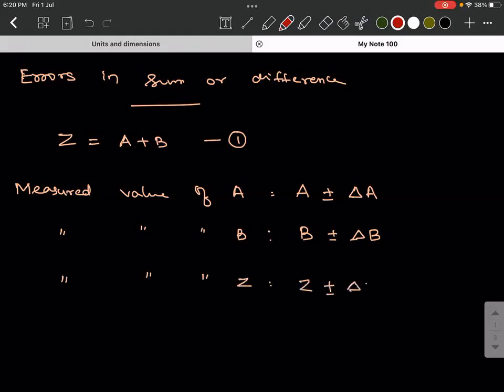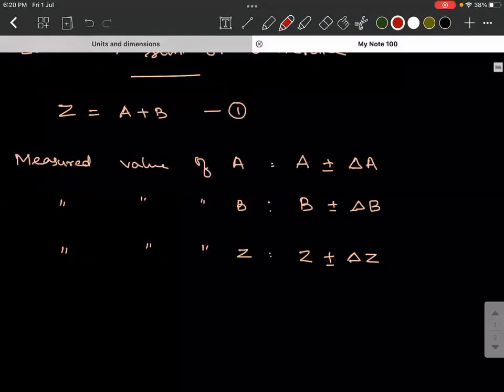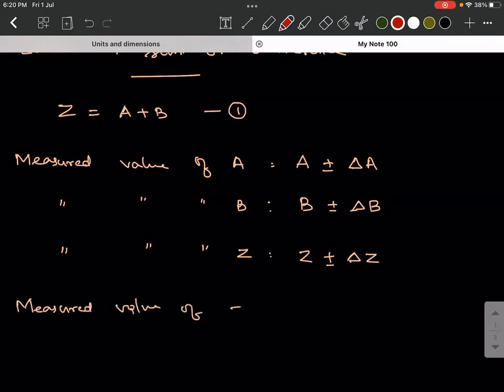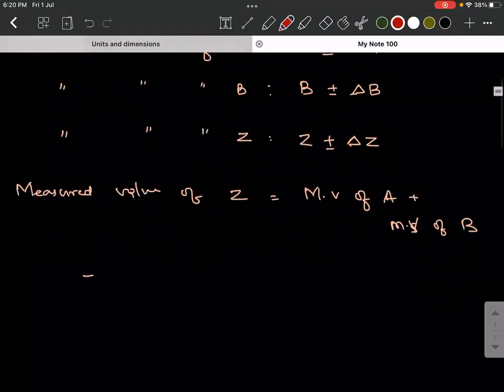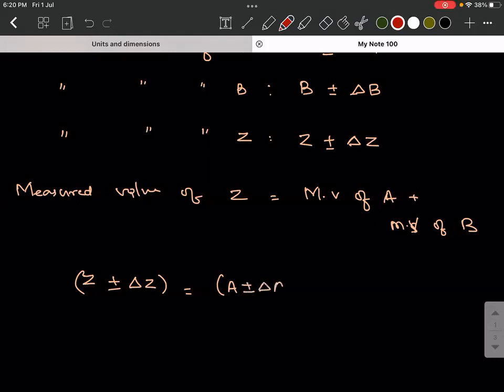Z plus or minus delta Z, such that the measured value of Z, can I say, is equal to the measured value of A plus the measured value of B. Does that make sense? Right. Now you think about it. Z plus or minus delta Z is the measured value of Z, is equal to the measured value of A, A plus or minus delta A, plus the measured value of B.